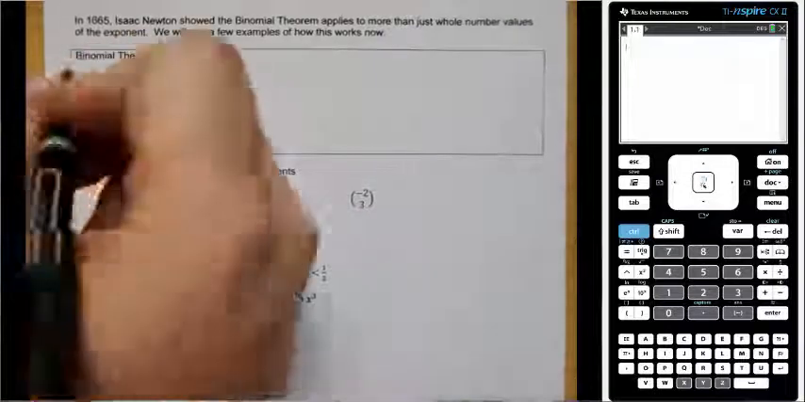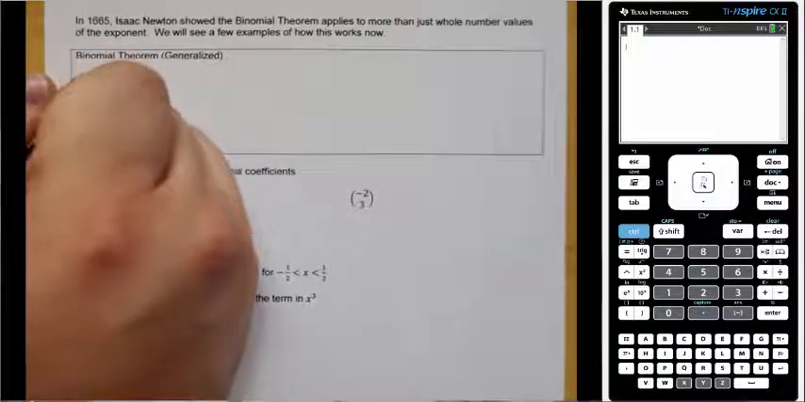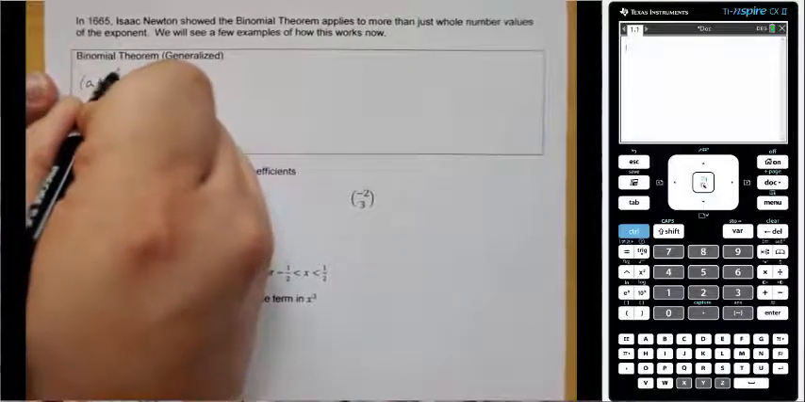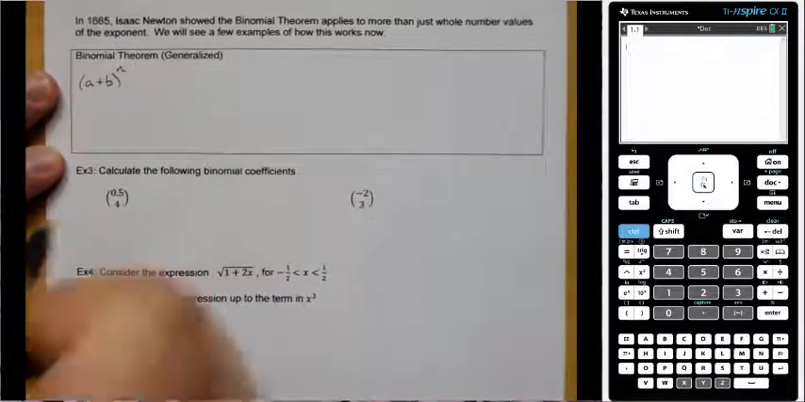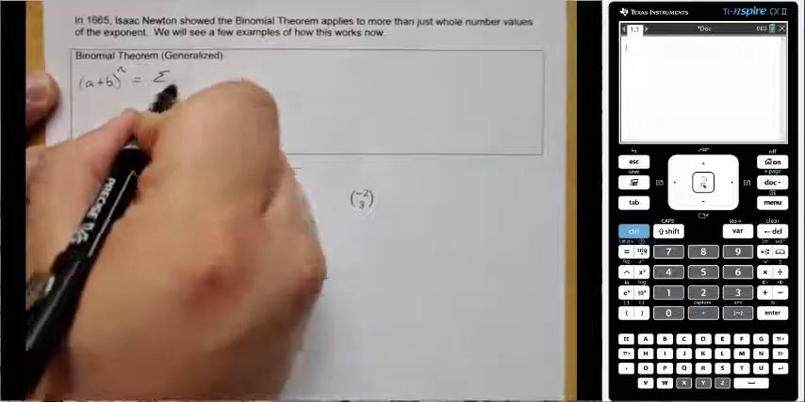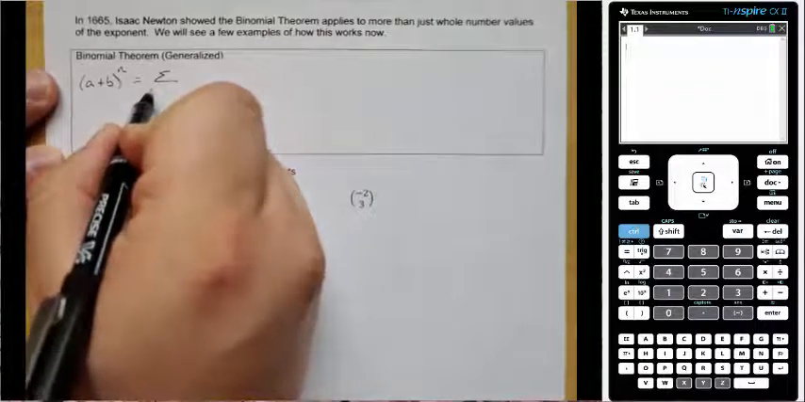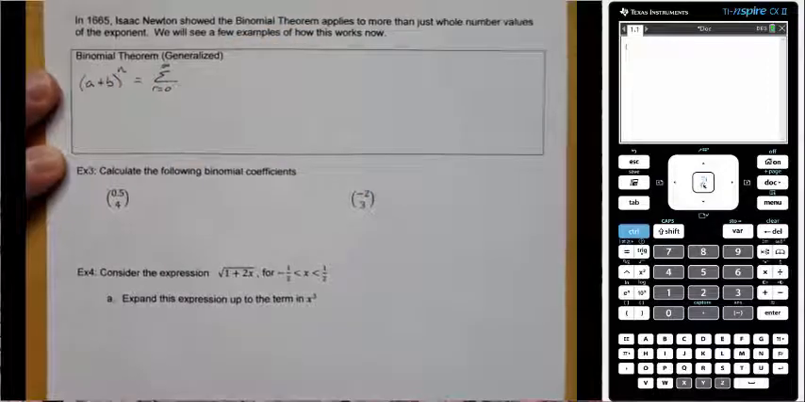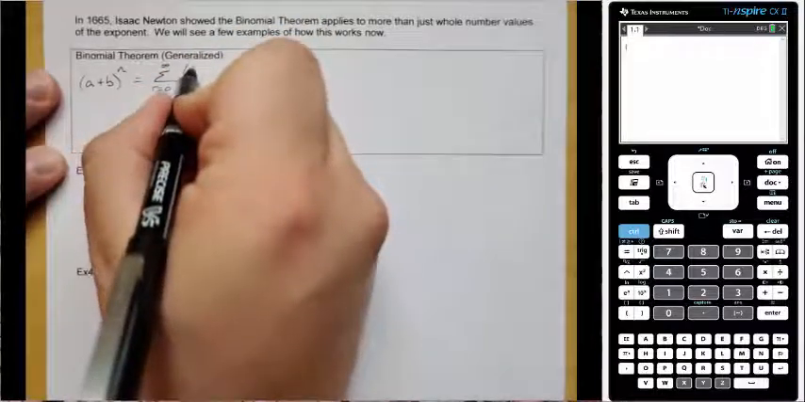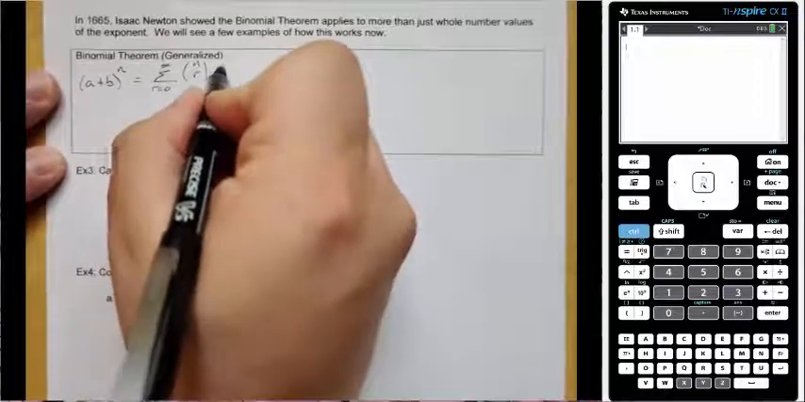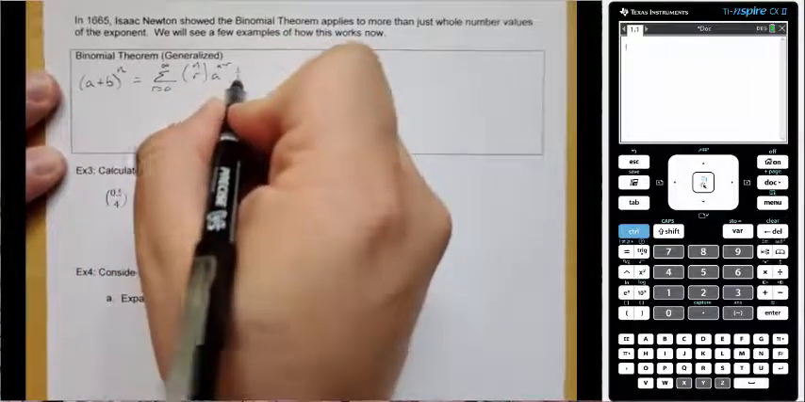But I'm going to state here that Newton showed this: if you have some expression that looks like this, some binomial, this is really an infinite series, where we'll use r and n. This is really a series that goes on for infinitely many terms of the same form as before: n choose r times a to the n minus r times b to the r.